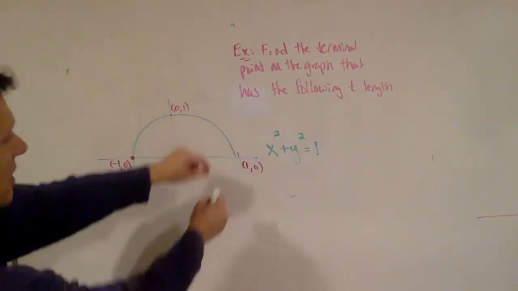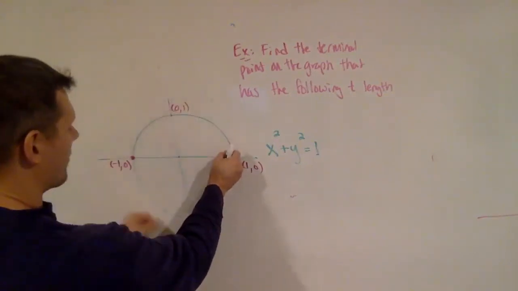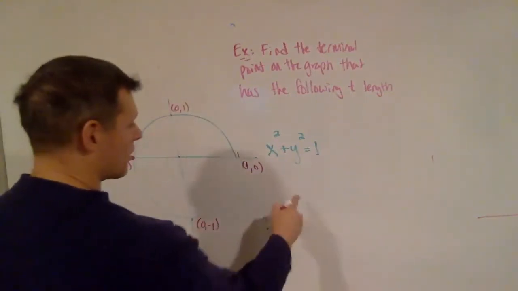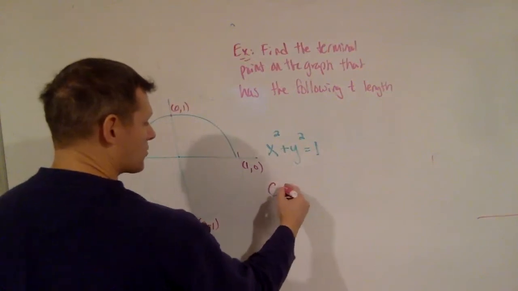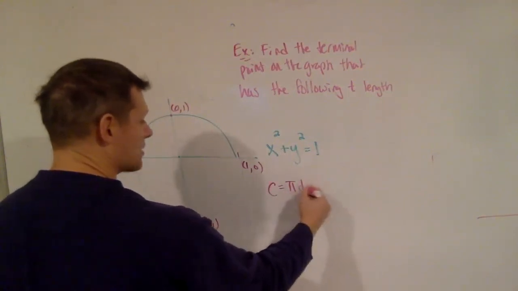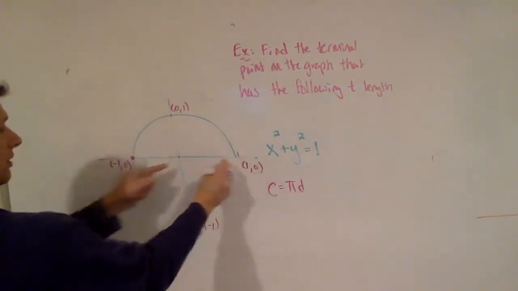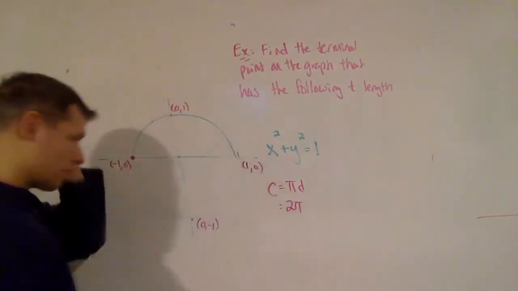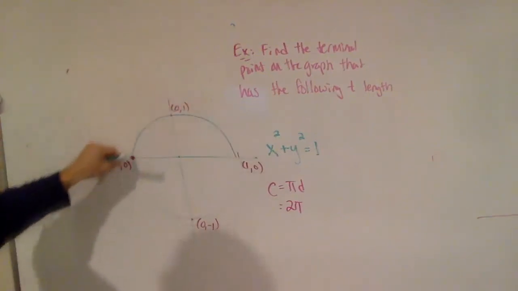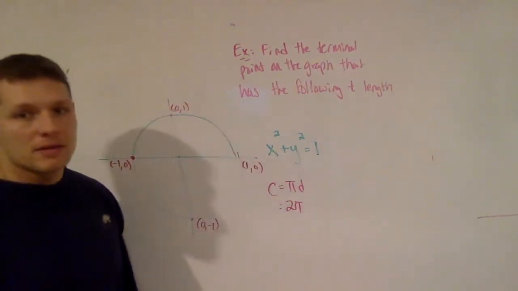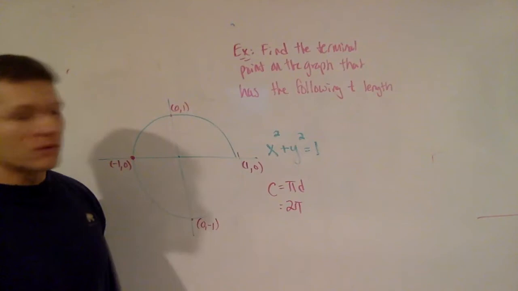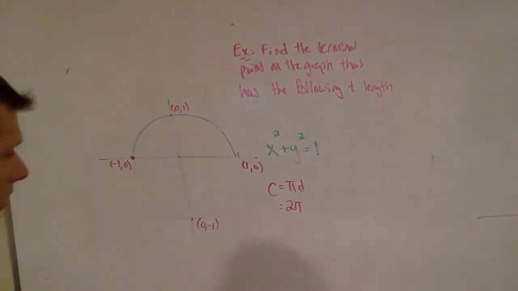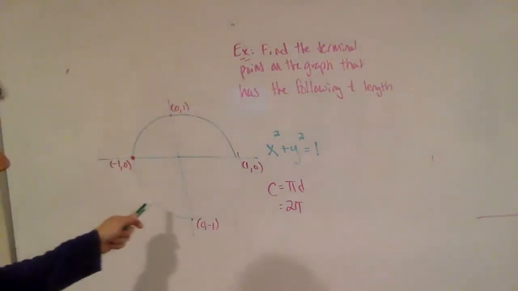So what would be the length of a string that went all the way around? Well, remember the circumference of a circle is pi times the diameter. The diameter here is 2 units, so the total circumference is 2 pi. That's the circumference of this. 2 pi is a number. 2 pi is like 17 or 25 or whatever. Okay? All right, fine. That's the length of it all the way around.